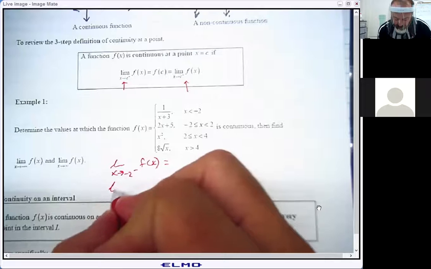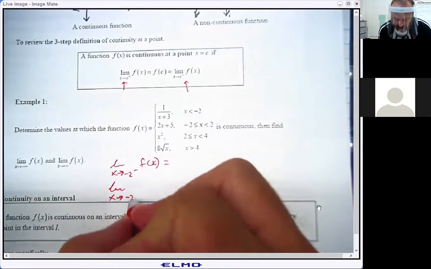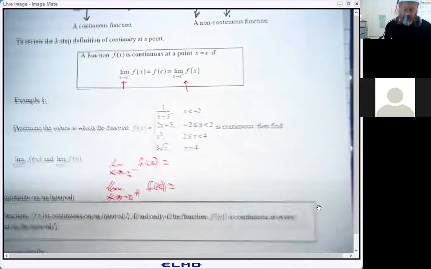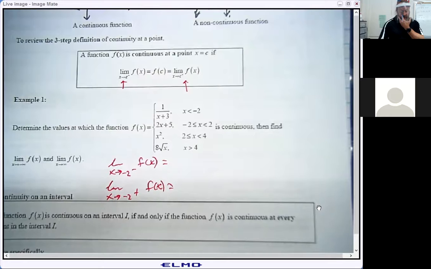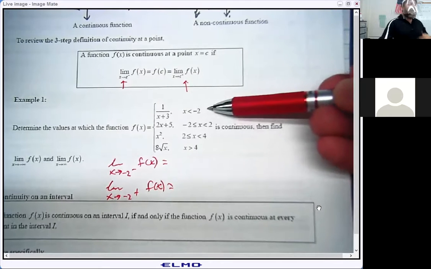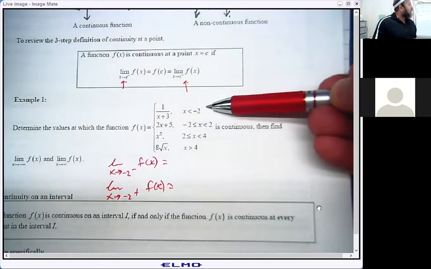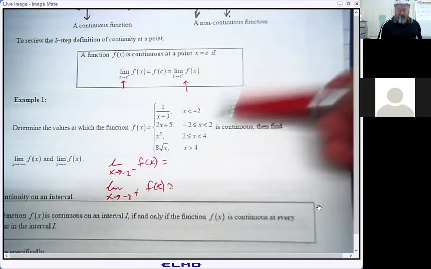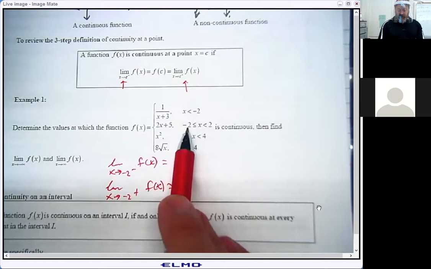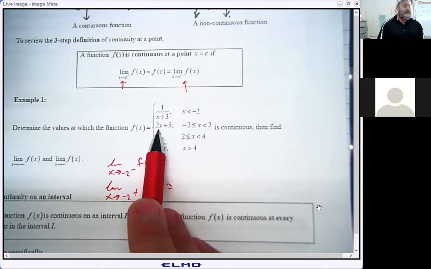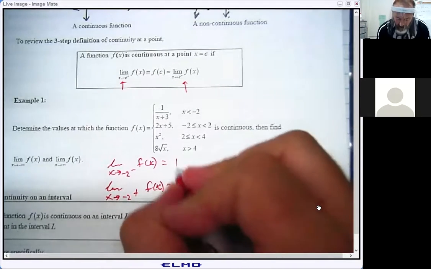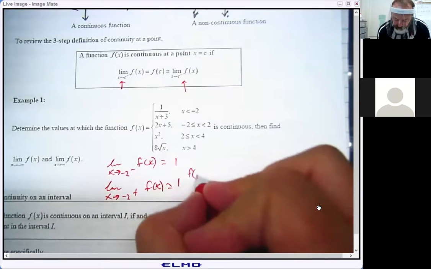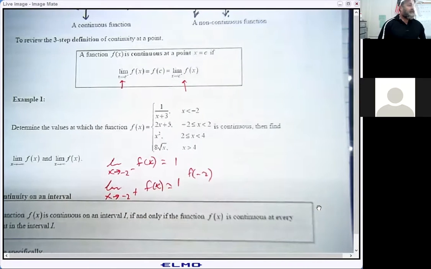So what about the limit as x goes to -2 from the high side? What is it getting close to? Keep in mind, this is the value that goes up to -2 but not including it, and this is the other side. What happens when I get really close to -2 on the high side? It's 1. But what happens at f of -2? What did you get? I got 1.